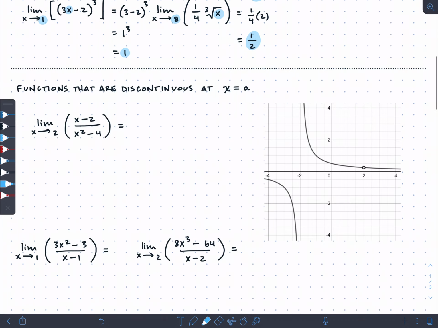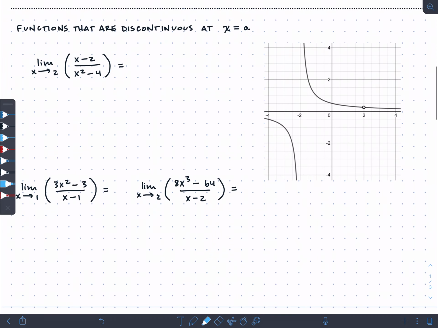So what happens if we have a function that is discontinuous at x equals a? So this function that we're looking at here is x minus 2 over x squared minus 4. Now if you recognize, there is a hole in this graph, and we also have the hole here in the graph to the right. So if we didn't have the graph and we didn't know that this function was discontinuous, what would happen?